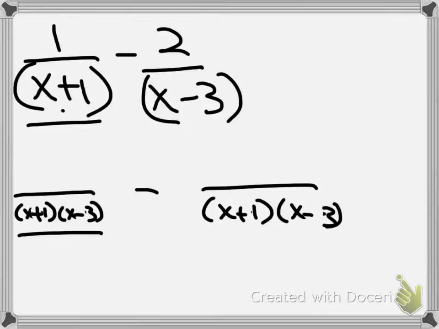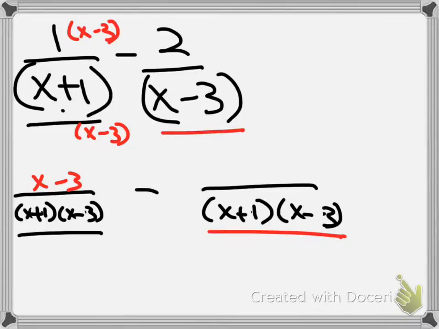So I multiply the top. Since I multiplied this bottom here by an x minus 3, I have to multiply the top by an x minus 3. Multiplied by 1 is just x minus 3. Down here, it's an x plus 1, because that's what we need.